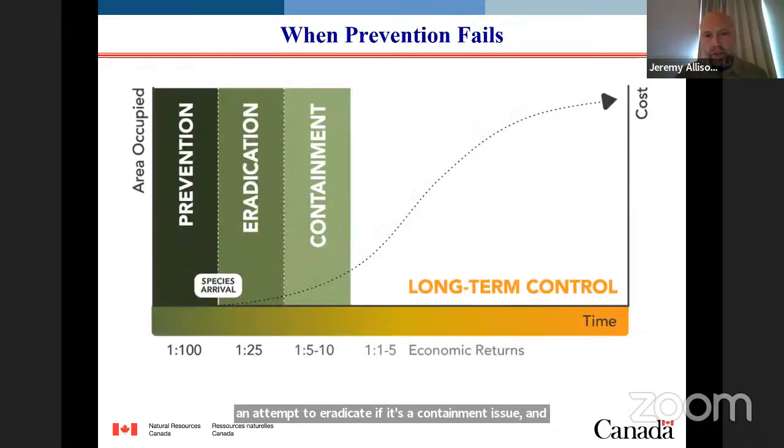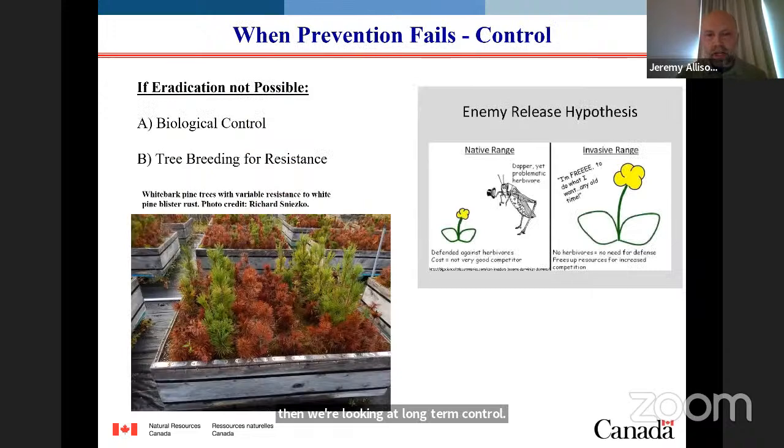I've already discussed the idea of that graphic and long-term control, so I'll jump straight to introducing the tactics. We have limited tools in the toolbox, but if something does become established and we're looking at long-term control, biological control and tree breeding for resistance are really two of the dominant tools that we're exploring. Biological control is built on the idea that in the native range, an organism is limited in its population density by other biotic factors.